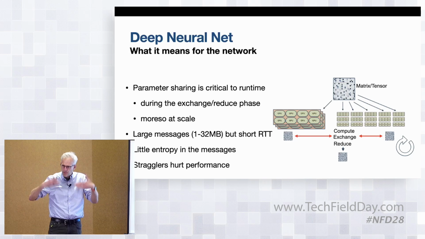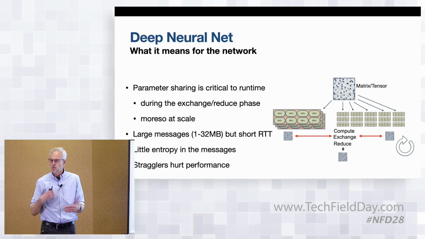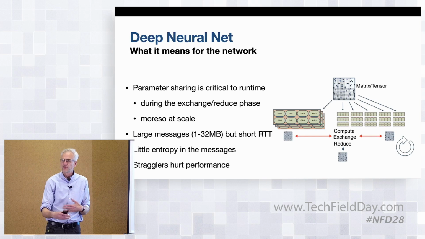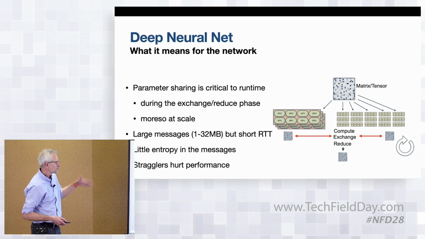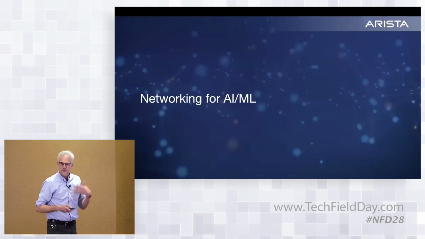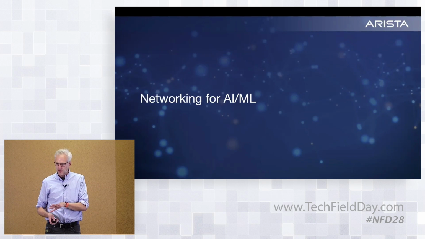And because of this barrier synchronization aspect, the stragglers, like one slow guy or one flow that's running slow, prevents me from moving on to the next phase. And so the stragglers hurt performance. So these are the characteristics that are important to the applications. And now what does this demand of the networking?